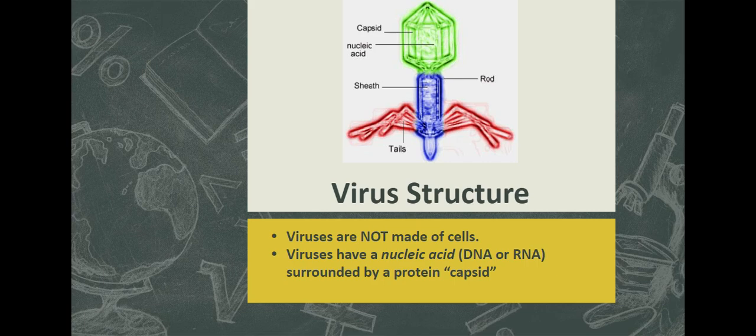But do notice as you are drawing it that inside that protein shell, inside that capsid, there is a nucleic acid. This nucleic acid might be DNA or it might be RNA. So although it does have that component of what a living thing might have, it is not a cellular structure. It does not have a cell membrane. Instead, it's surrounded by a protein capsid, and therefore we do not consider viruses to be alive.